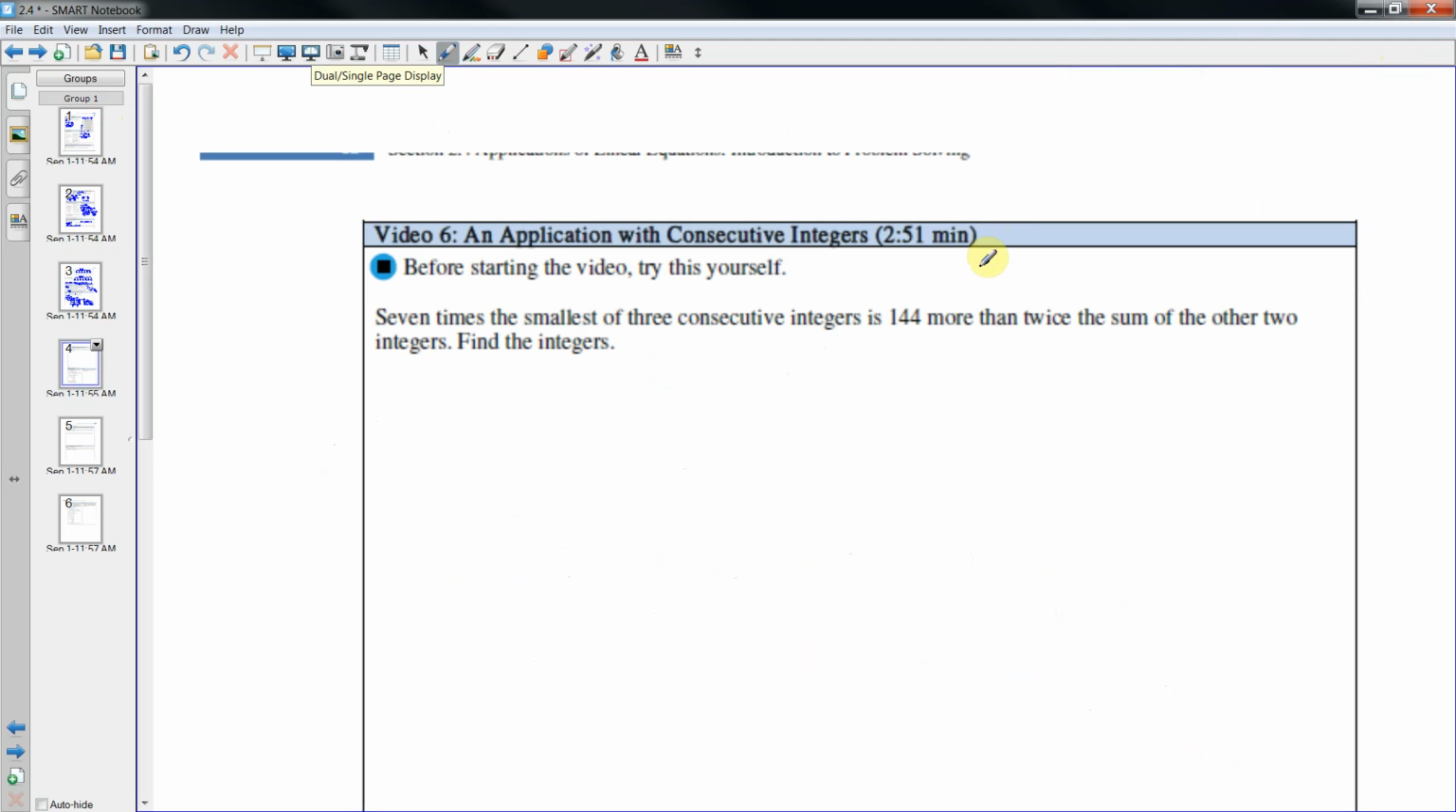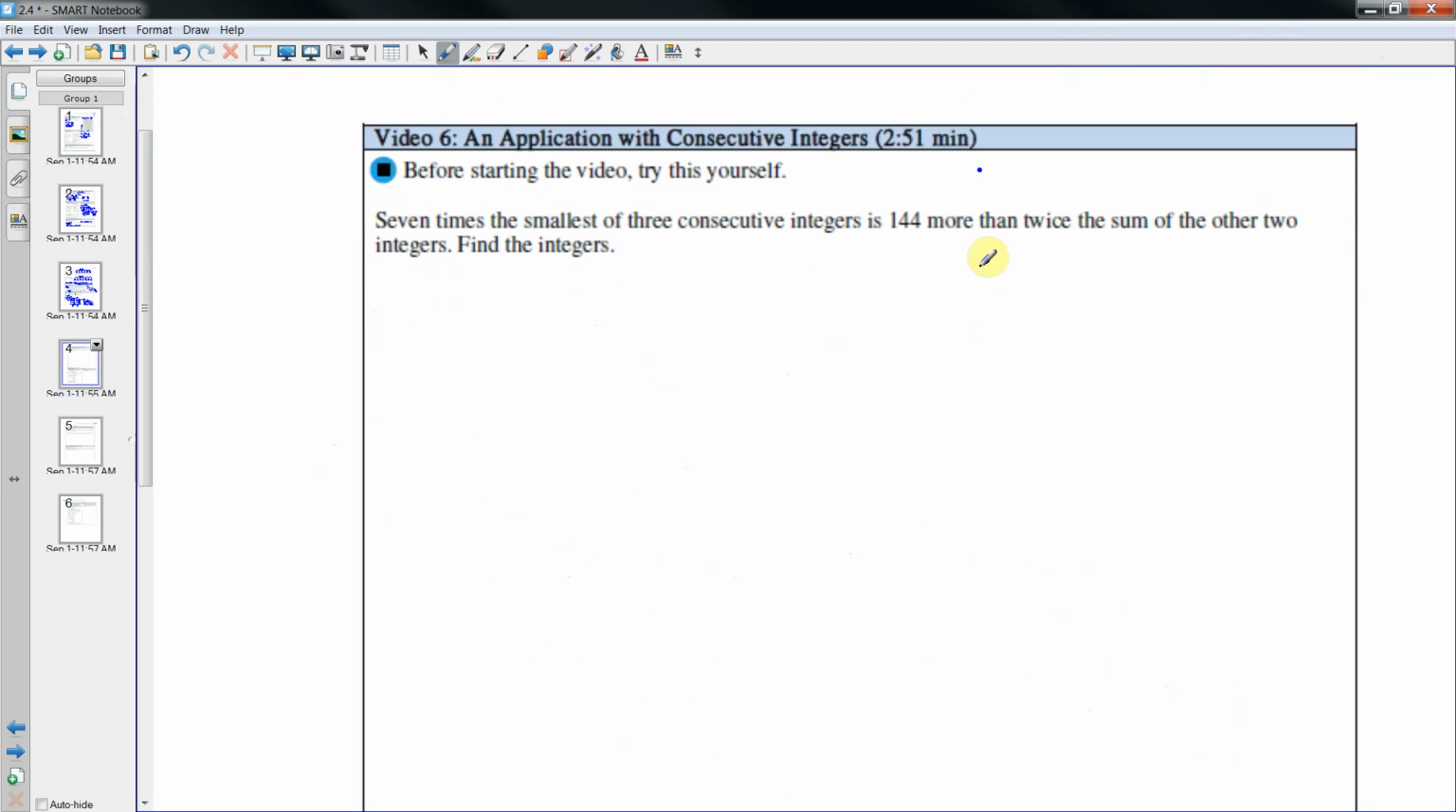Alright, so here's something that gets a little bit more involved. Now, homework on these I don't think is going to be this involved, but we're going to work it just in case. 7 times the smallest of 3 consecutive integers is 144 more than twice the sum of the other 2 integers. Blah, that's a mouthful. So let's do our labels again.